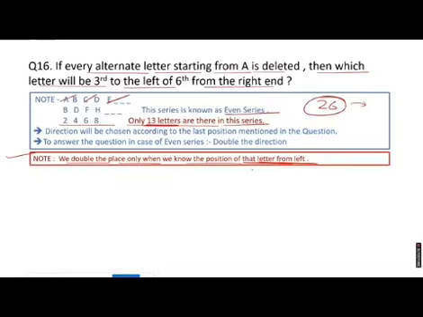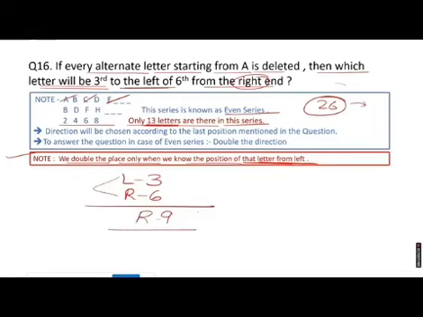So we will discuss in detail which letter will be third to the left of sixth from the right end. Here the directions are different, so we will add the values. So the value will be 9, and the last position given to you is right. So in case of a normal series, the answer will be the ninth letter from the right side.